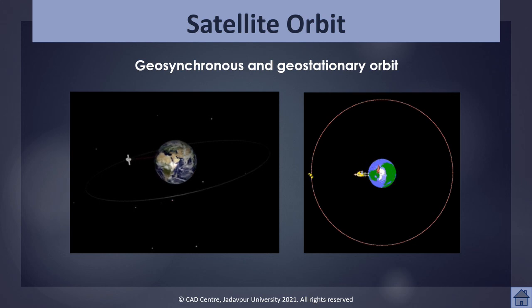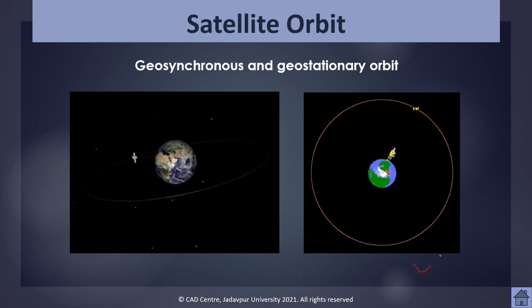Geostationary orbit is a special type of geosynchronous orbit in which the shape of the orbit is almost circular and the inclination is 0 degree. I mean, orbital inclination is 0 degree, and in such cases the satellite appears stationary from a location on the earth's surface, or there is no relative movement between the satellite and the earth.